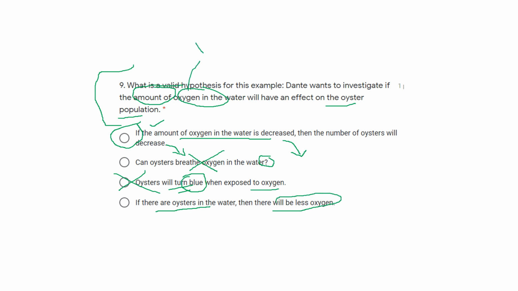The oxygen is the independent variable, and the oyster population is the dependent variable. The independent variable, the thing the scientist changes, affects the dependent variable. It's not the dependent variable affecting the independent variable. The effect on the oyster population is what the scientist is watching and counting. And that happens because they change the amount of oxygen. So it's just the wrong way around.